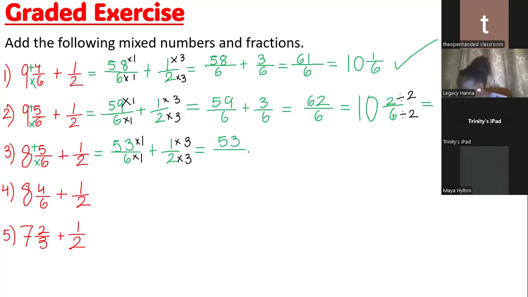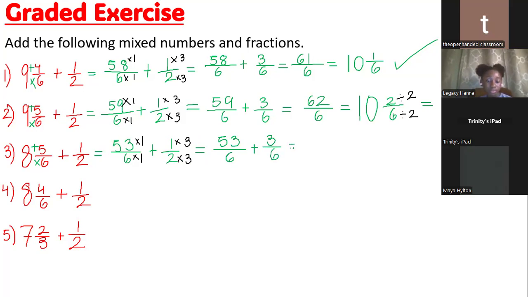So we have 53 over 6, plus what? 1 times 3 is what? 3. Good. And 2 times 3 is 6.